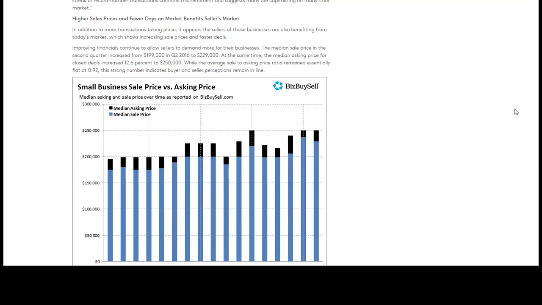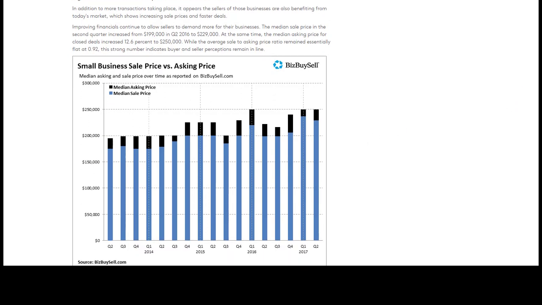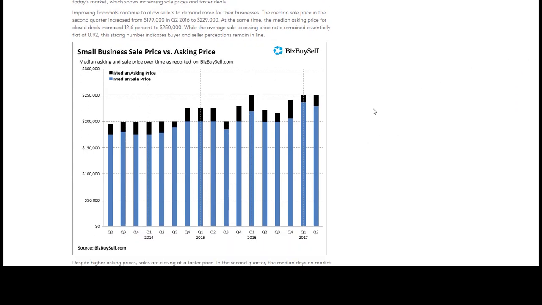Now, the next thing that they're looking at here is the sale price compared to the asking price. And they're showing that in the latest data, the sale price was on average about 92% of the asking price. It's kind of interesting. You do have to take this data with a bit of a pinch of salt, obviously, particularly bearing in mind that the people who are reporting the data have a vested interest in the outcome.